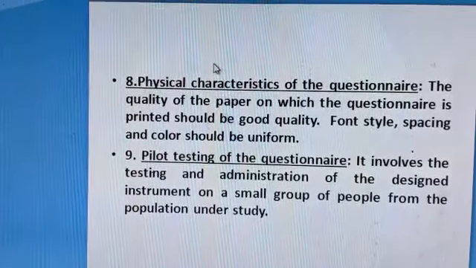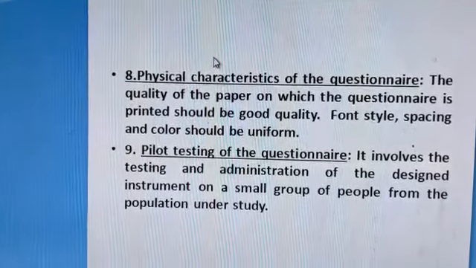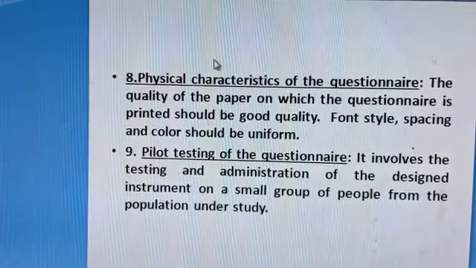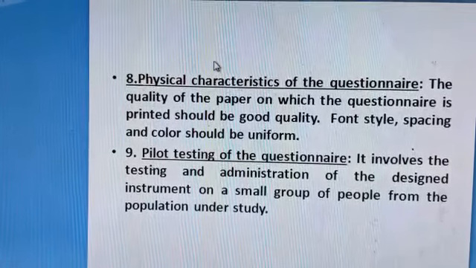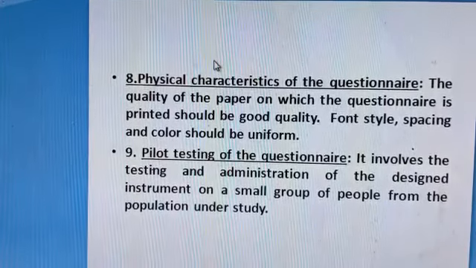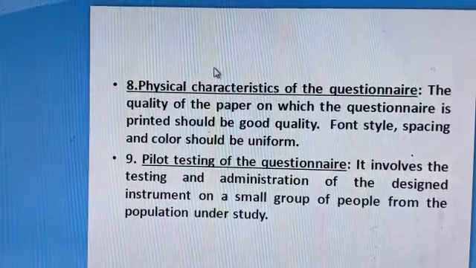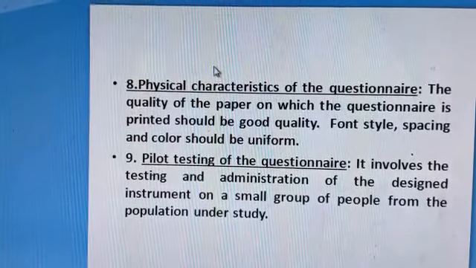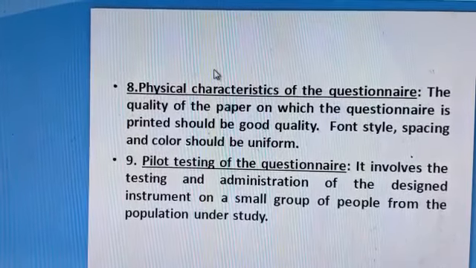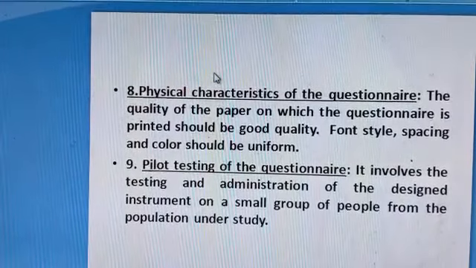Eighth stage, physical characteristics. The quality of the paper on which the questionnaire is printed should be good. The font style, the spacing and the color should be uniform. It has to be maintained. Then the ninth is pilot testing of the questionnaire. It involves the testing and administration of the designed instrument on a small group of people from the population of the study. So when you design, before implementing the questionnaire, you start a pilot testing, where you select a group of people from the population under study and go for the testing.